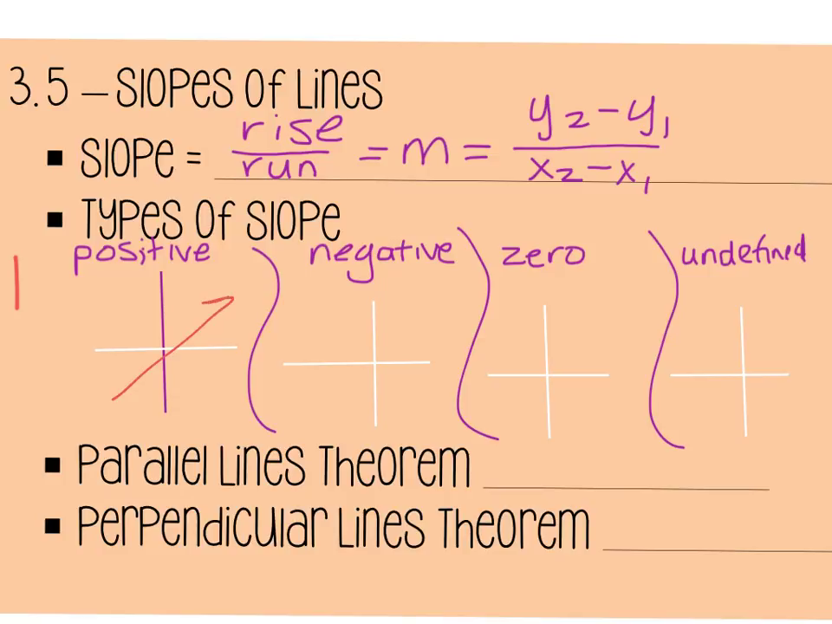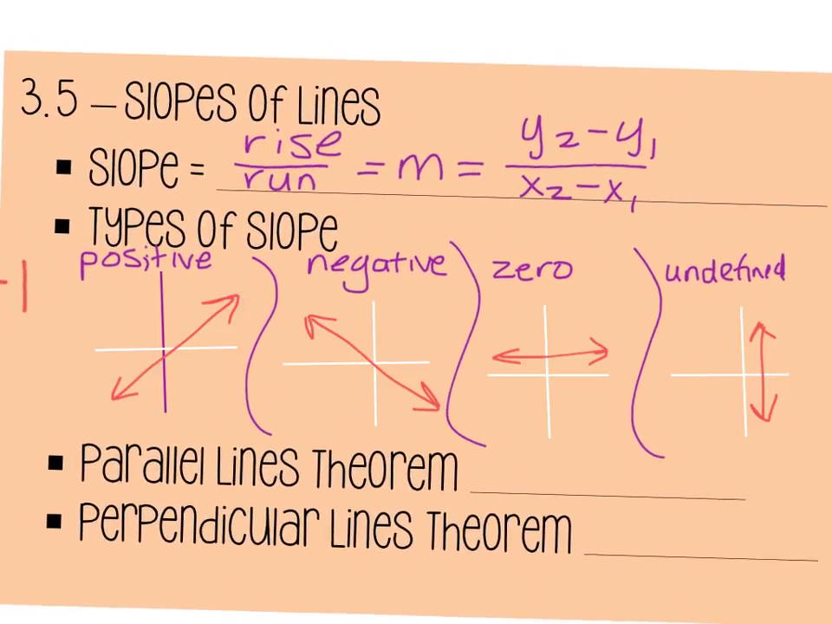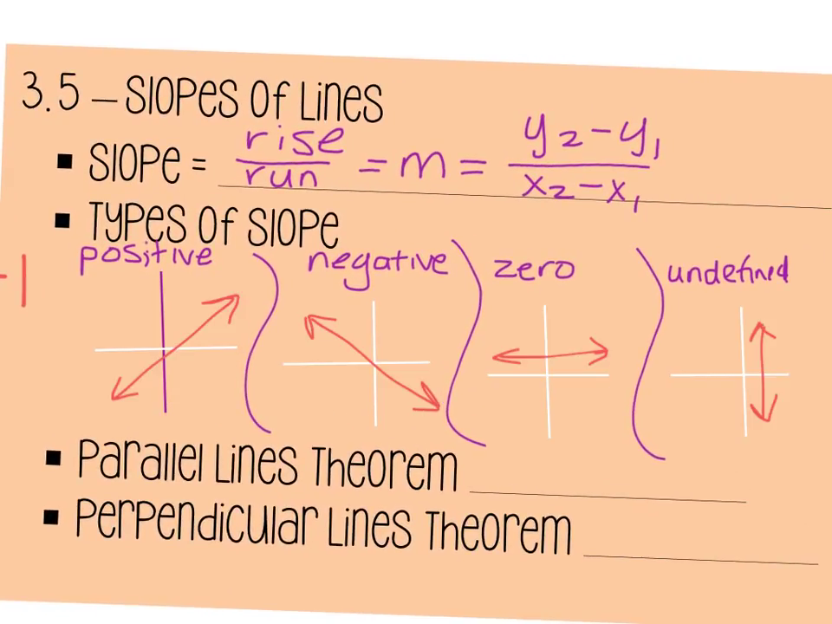So positive slope rises as you move to the right, negative slope falls as you move to the right, zero is horizontal, and undefined is vertical. Both the positive and the negative are going to be in y equals mx plus b format. The zero is y equals a number without an x, and the undefined is x equals a number without a y.